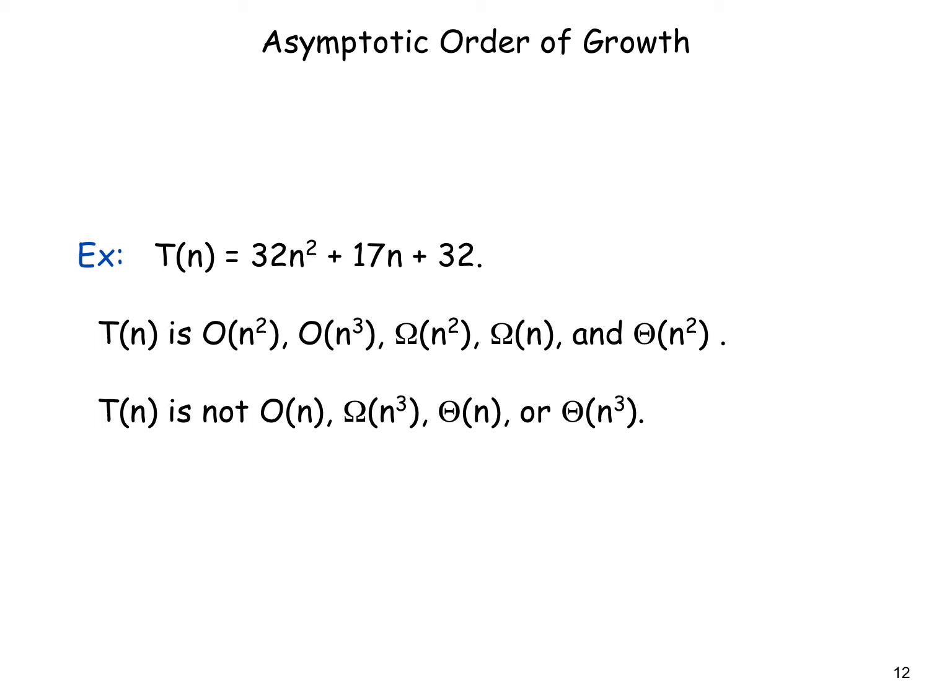And it's also big omega of n because it's always going to be bigger than some linear time function. And it's big theta of n squared because it is both big O of n squared and big omega of n squared. T of n is not big O of n because of that high order term. It's always going to be bigger than that. It's not big omega of n cubed because that's too big. And it's not big theta of n or big theta of n cubed because it's either going to be too big or too small.